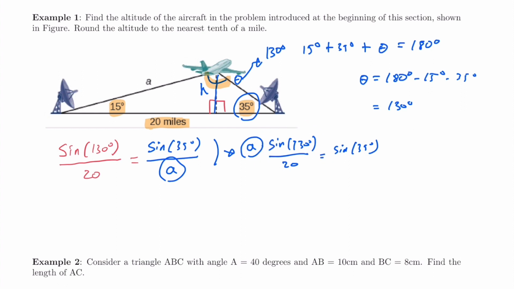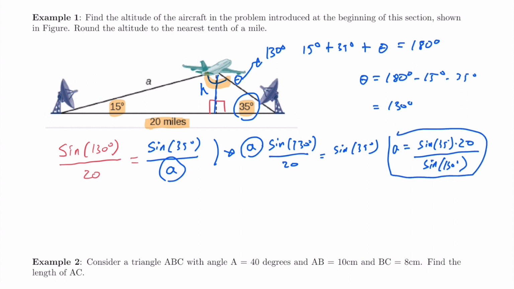Oops, sorry, I didn't mean to erase. Multiply reciprocal of this to here. Then I get A equals sine 35 times length 20 over sine of 130 degree. So this is length A. Okay, and this is actually a number. We could find this number, but we can just leave it like this. This is good enough. Okay. So we know that this length is now this right here.